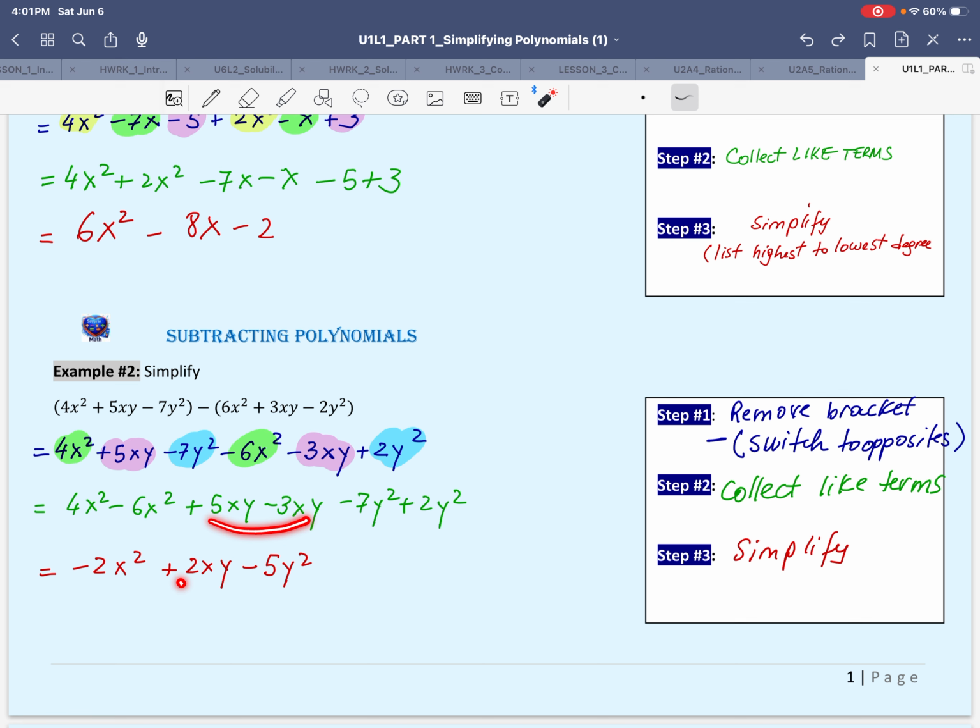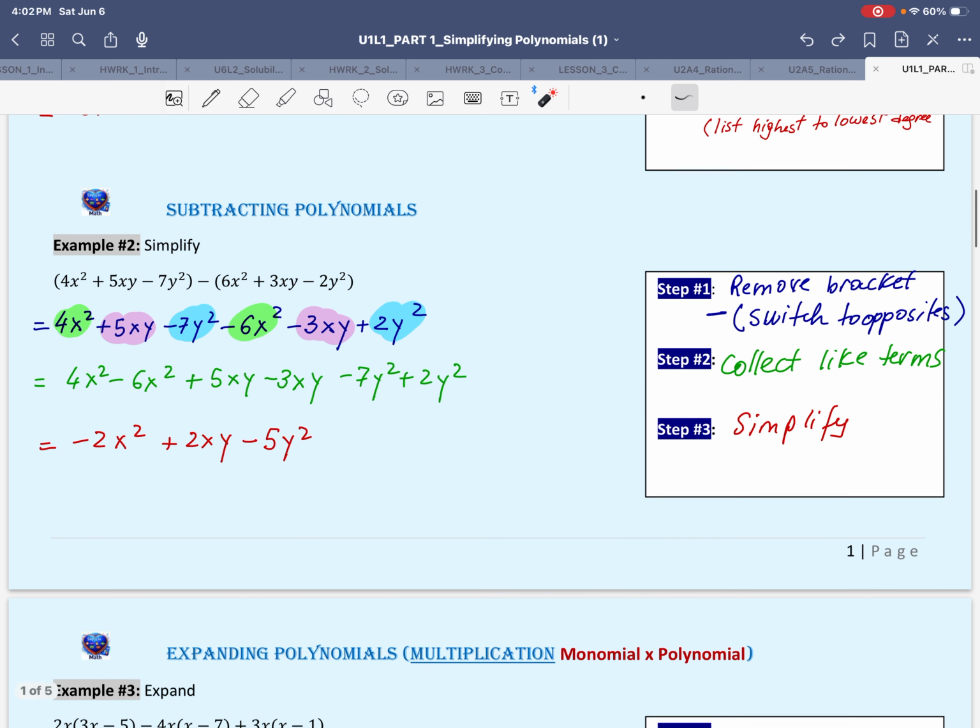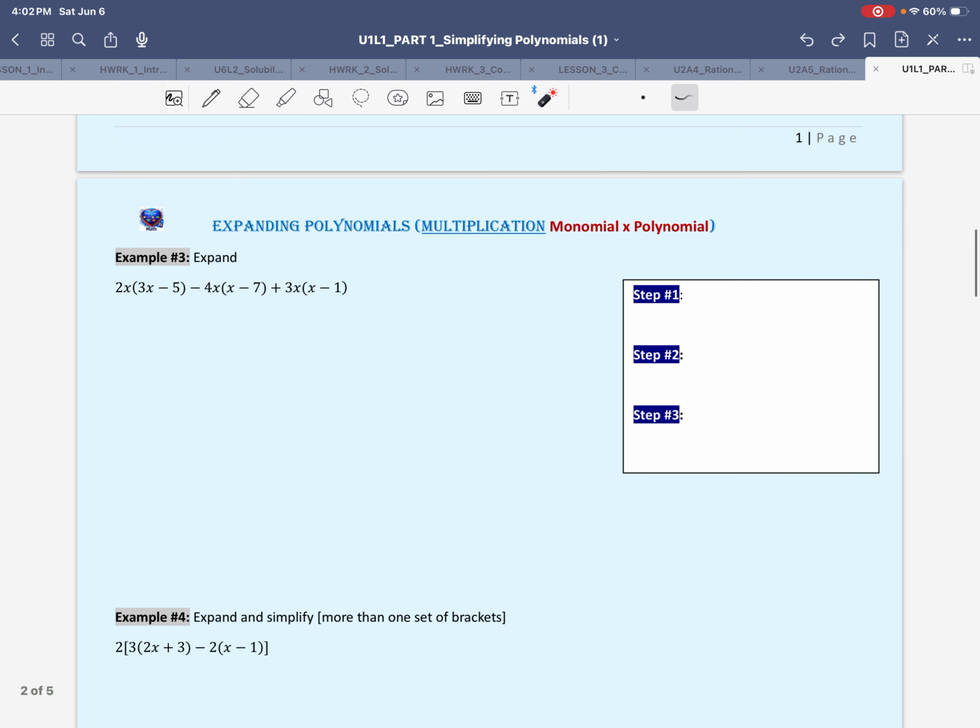5xy minus 3xy is 2xy, and negative 7y squared and 2y squared is negative 5y squared. So we're going to move on to our next example. We have expansion of polynomials, and the only examples we have in this lesson are the ones about polynomial with a monomial multiplication.